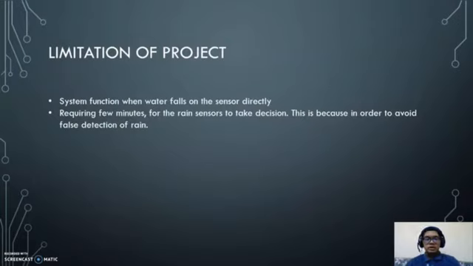Okay, and then the limitations of the project. The first is that the system functions only when water falls on the sensor directly. That means the buzzer only notifies you if the rain or water falls directly on the sensor. And then this sensor requires a few minutes to take a decision. This is in order to avoid false detection of rain.